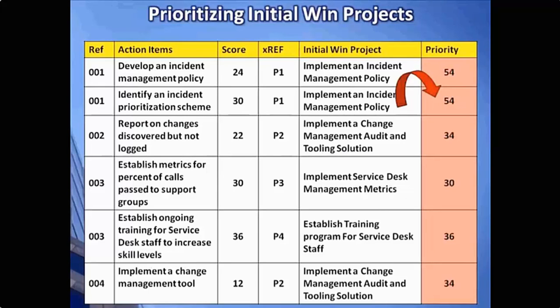As a last step, we're going to add one more column to our spreadsheet. This is the priority column. And what we're doing here is simply prioritizing the initial win projects. This is really done by just adding up the scores for each action item to be included with that initial win project. Total those scores, and now you have a priority score for your initial win projects. Again, this should be done in a workshop setting with key stakeholders. When you sort now by the priority column, you will see which initial win projects come to the top, which ones are the highest in terms of priority.